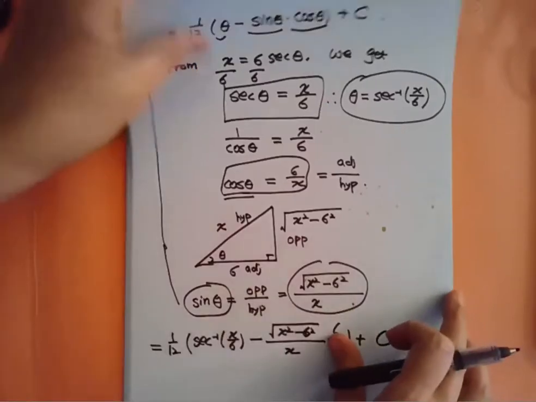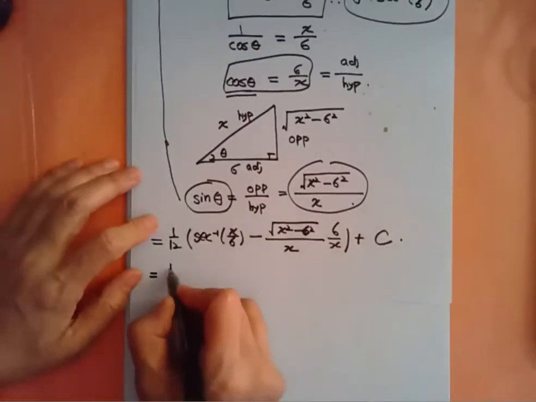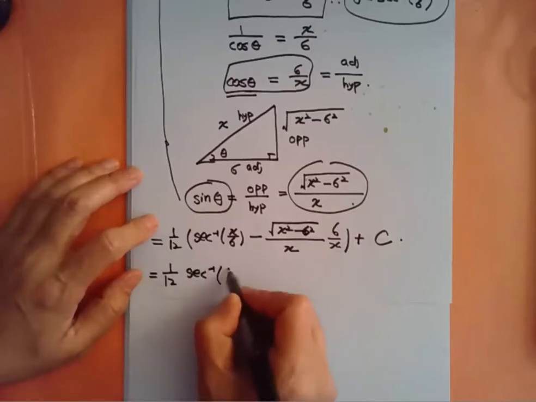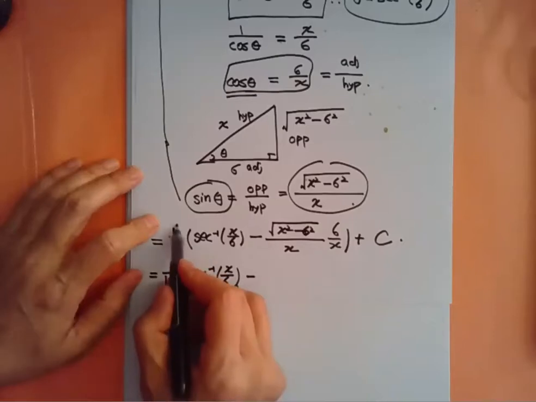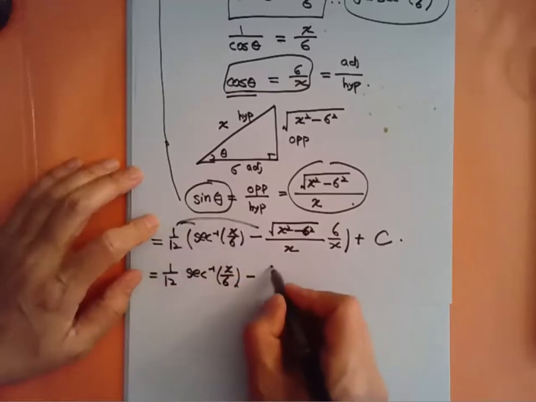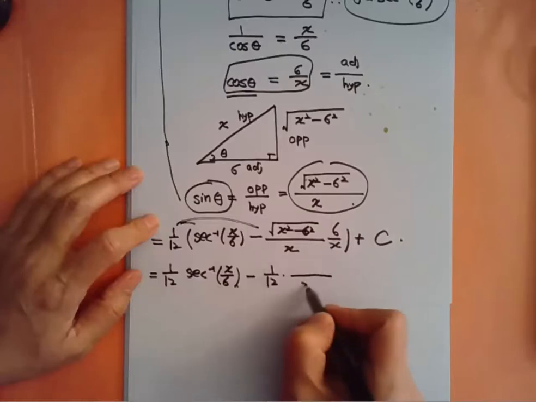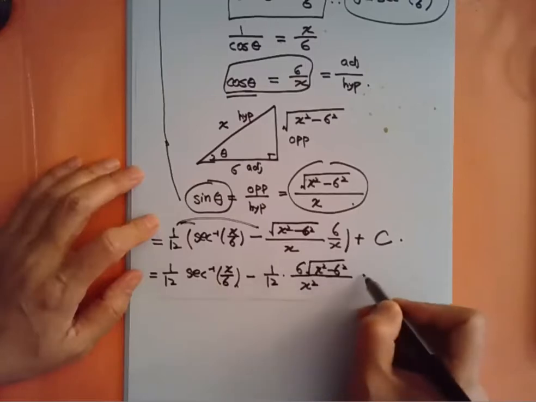So if you go further, then you can do a little bit more. 1/12 secant inverse of x over 6 minus, we are doing distribution. 1/12 times x will make x squared. Usually we write the number in front of the radical sign. So 6 square root of x squared minus 6 squared plus c.